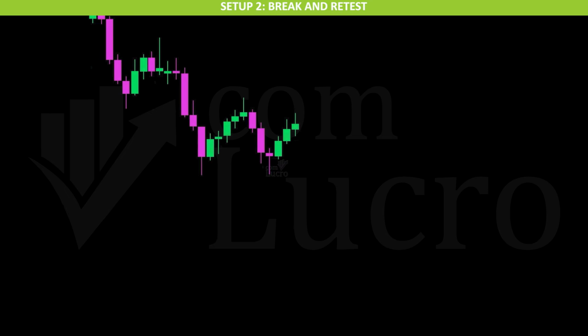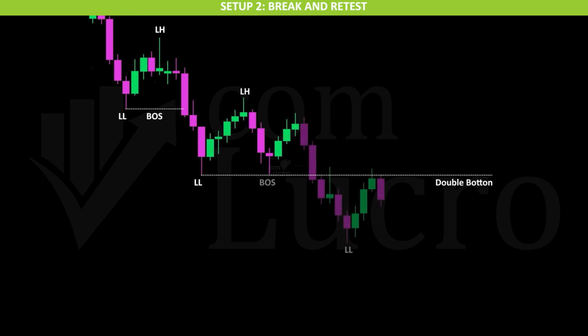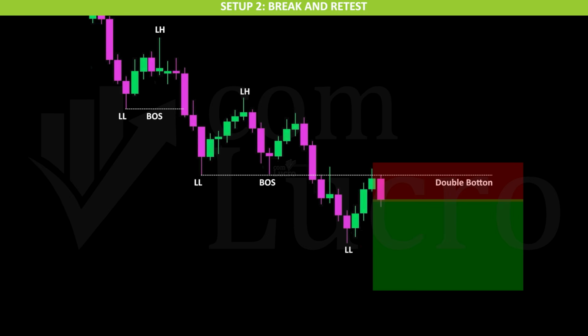In a bearish trend, the logic is mirrored. We wait for a double bottom rejection pattern, and if price breaks below that level, we wait for a retest. If the level holds and price shows rejection, such as an engulfing candlestick, we enter the trade and place the stop loss above the zone, maintaining proper risk control and structure.